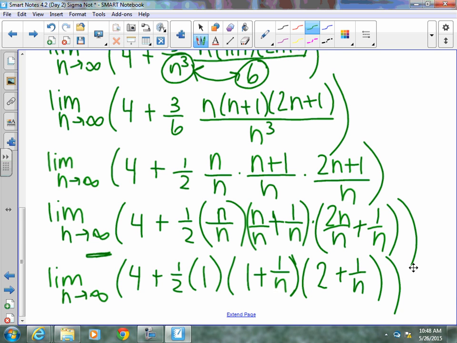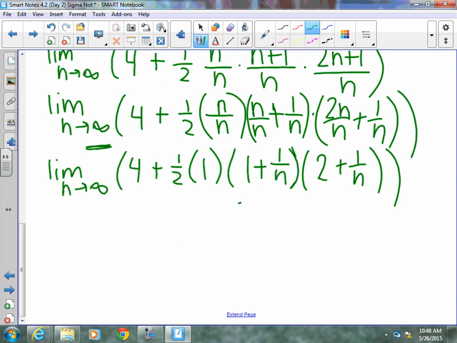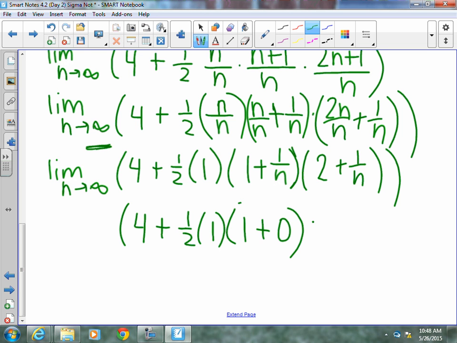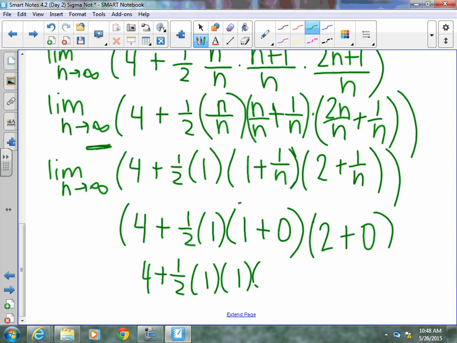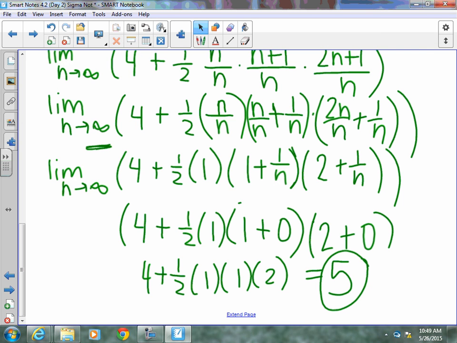So now we're not going to get infinity in the denominator. We can plug that in. 4 plus 1/2 times 1. If we plug in infinity, 1 over n becomes 0. And we end up with 4 plus 1/2 times 1 times 1 times 2, which equals 5. Will they always work out that nicely? Not necessarily, but in this case, it does, and the algebra was long, but not incredibly difficult.